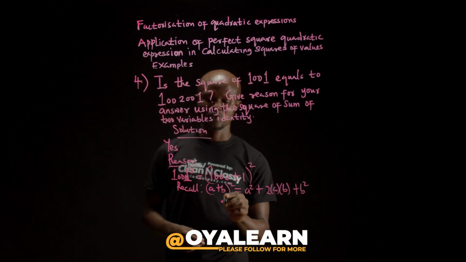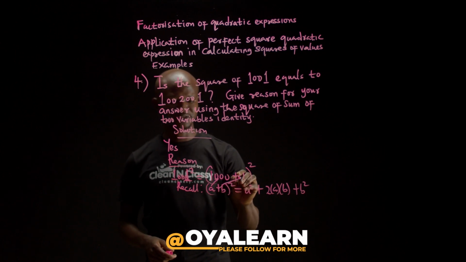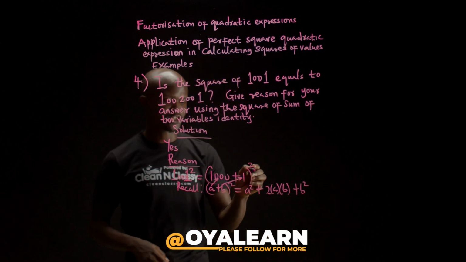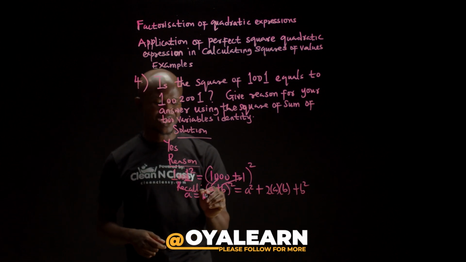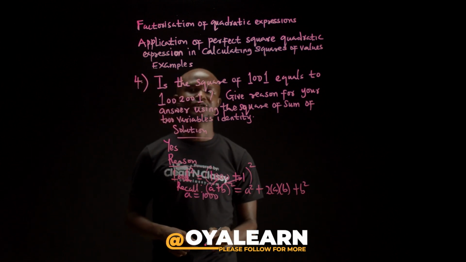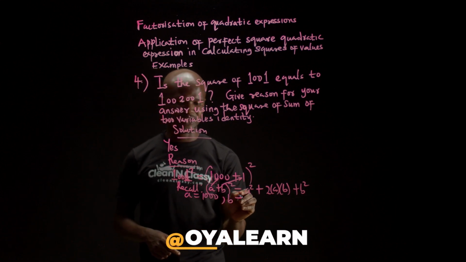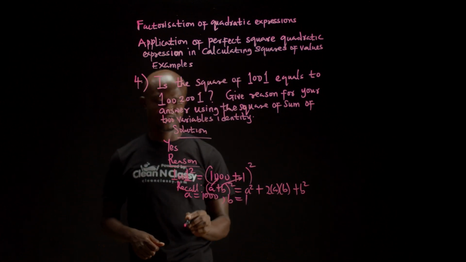Now, we compare these two. We compare a to 1000 and b to 1. So meaning that a equals to what? 1000. If a is 1000, then what is the value of b? b equals 1.